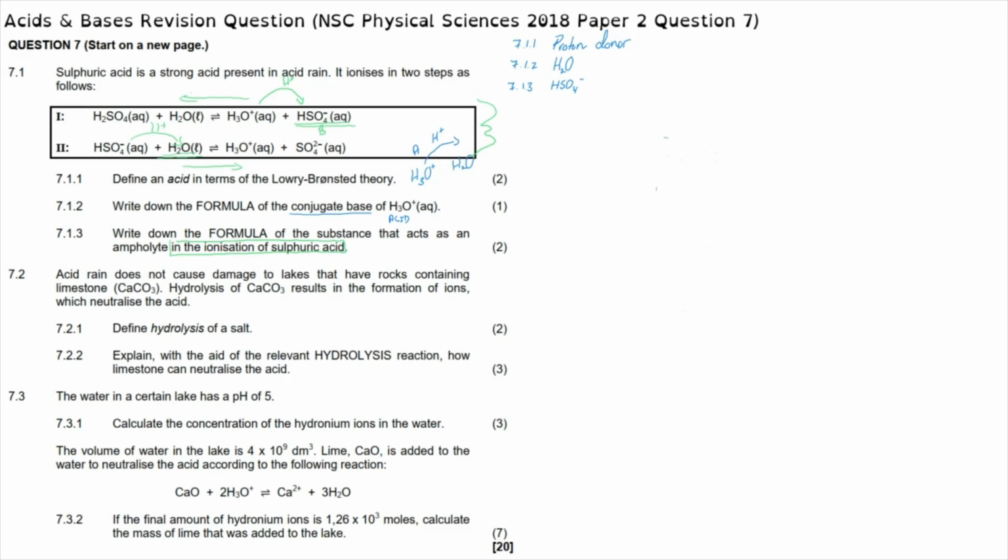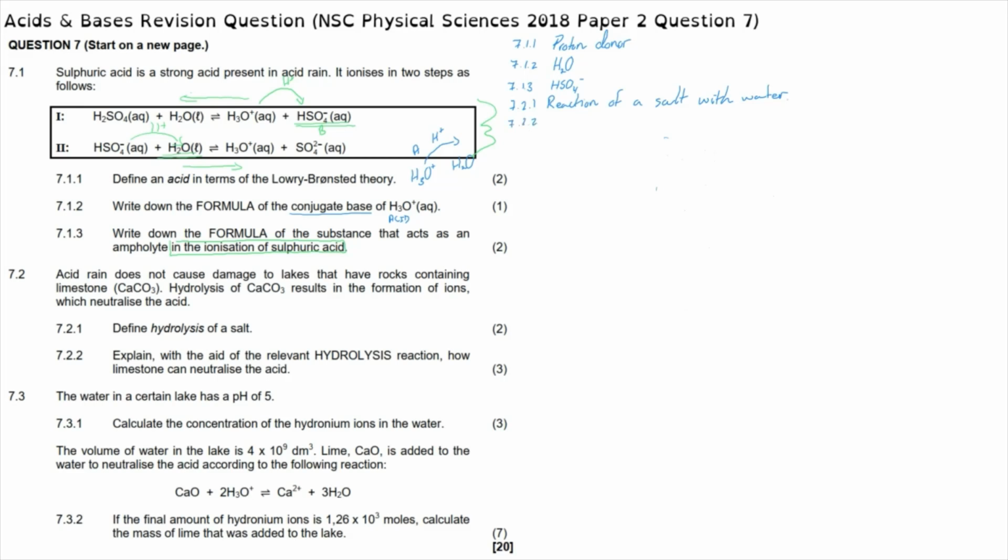Question 7.2.1 asks, define the hydrolysis of a salt, and the correct definition for hydrolysis is the reaction of a salt with water. Hydrolysis is the reaction of a salt with water. Question 7.2.2 asks us to explain, with the aid of the relevant hydrolysis reaction, how limestone can neutralize an acid.